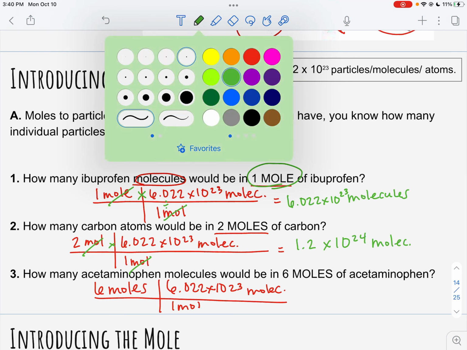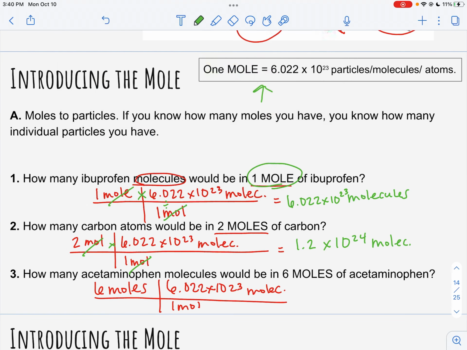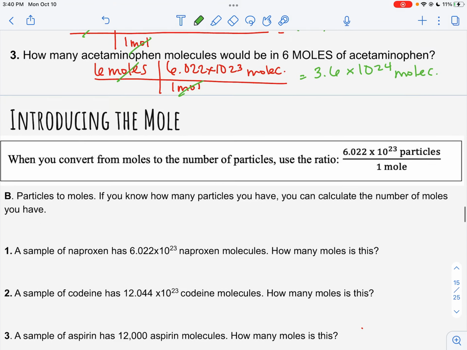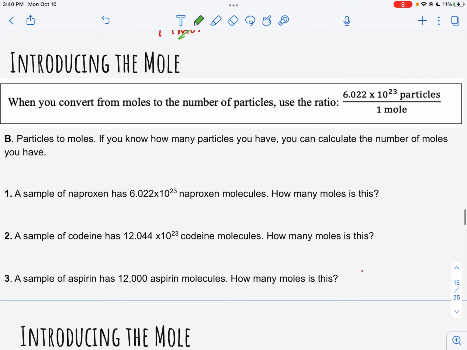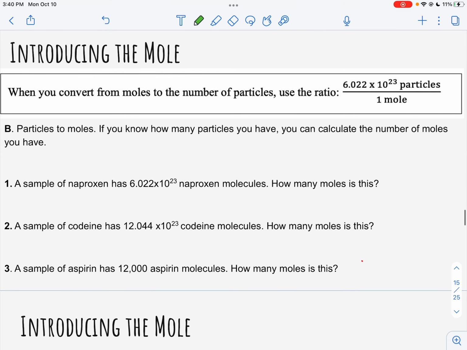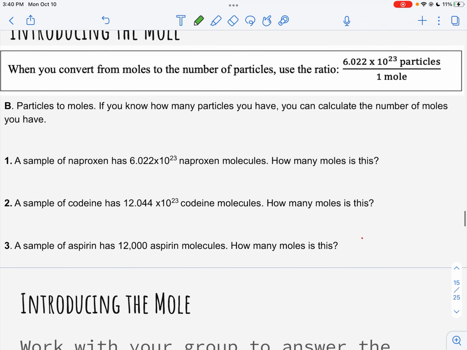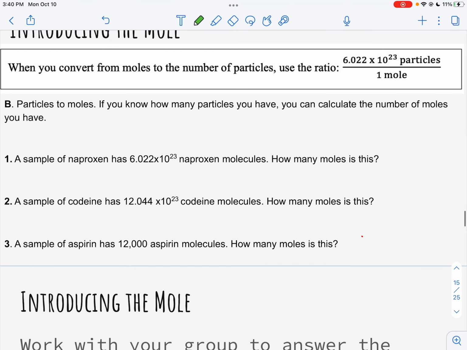So I set this one up the same way I set up the previous questions. Moles get canceled. This is something like 3.6 times 10 to the 24th. The next set of questions is using the same concept, except we are converting from molecules to moles.